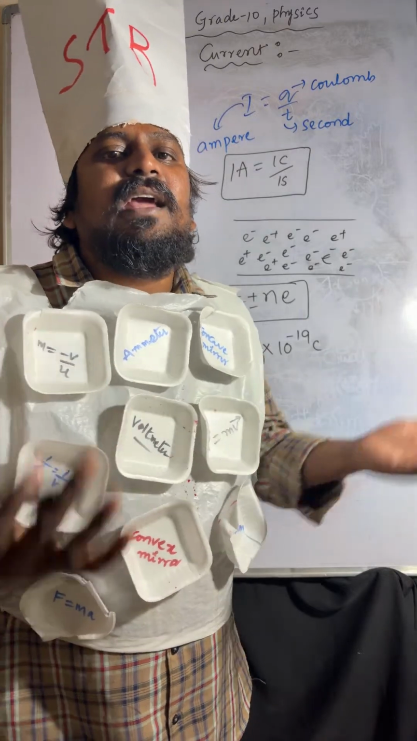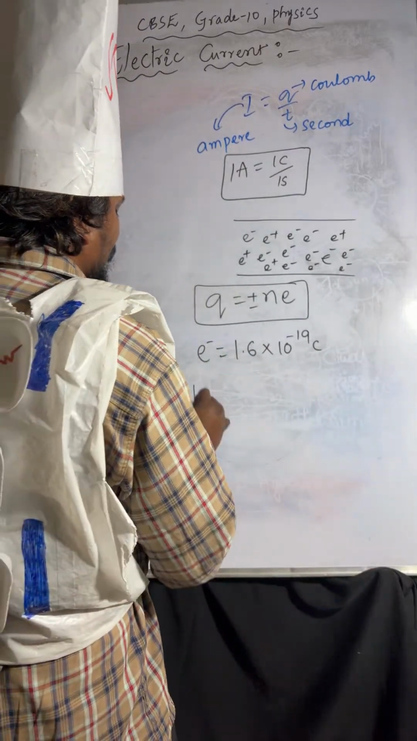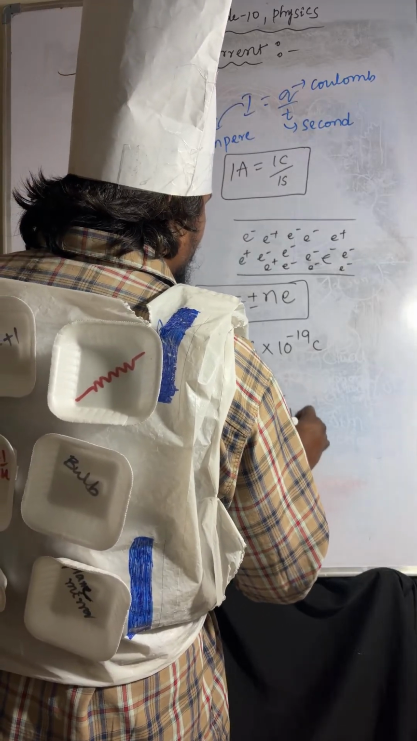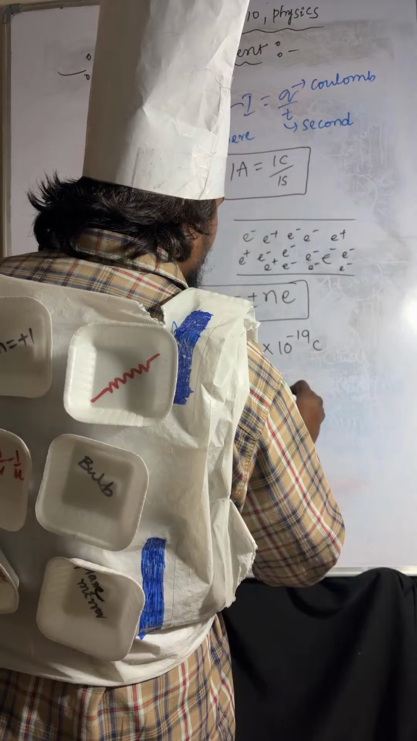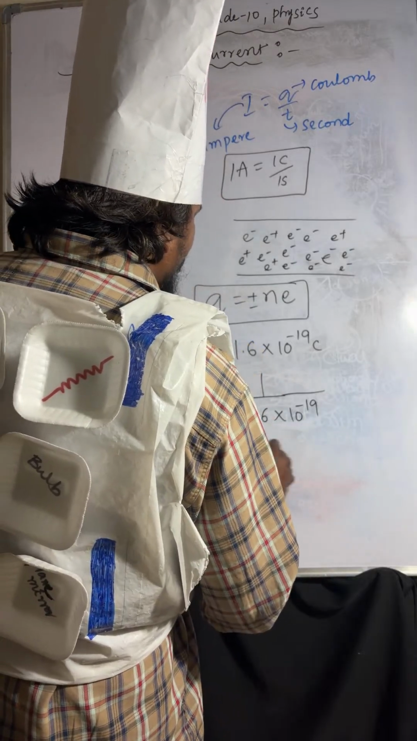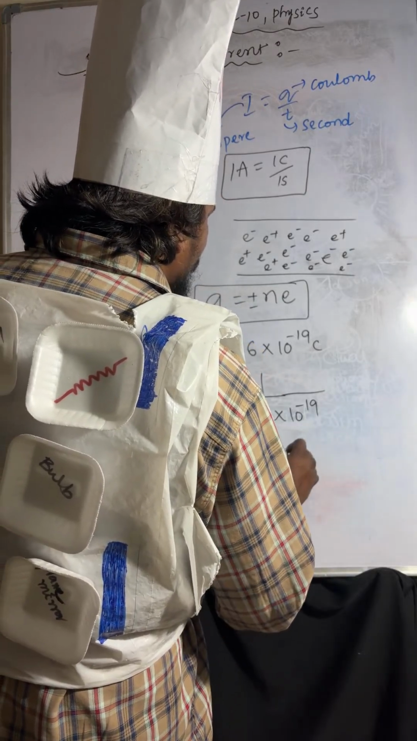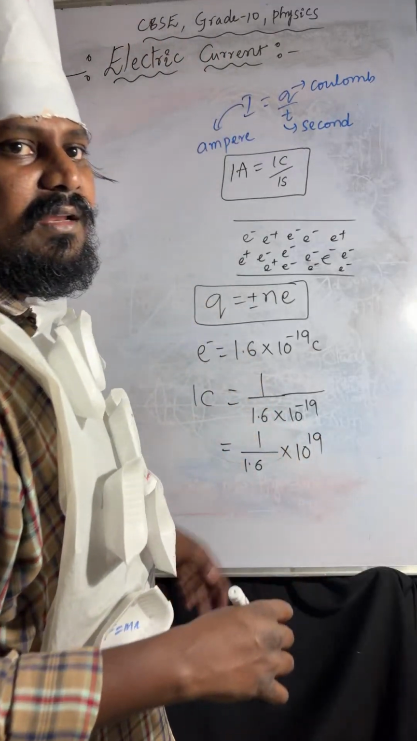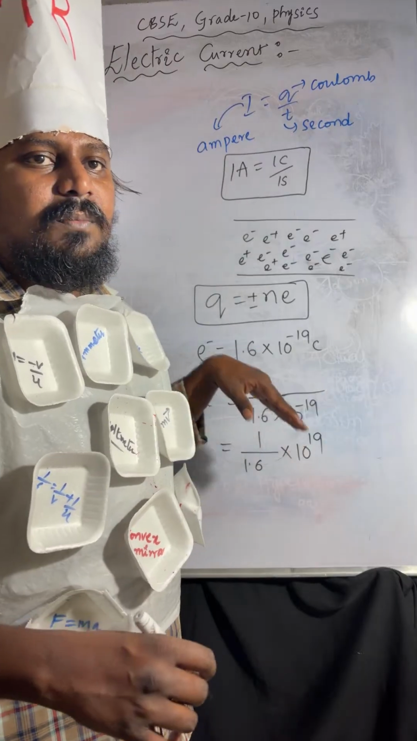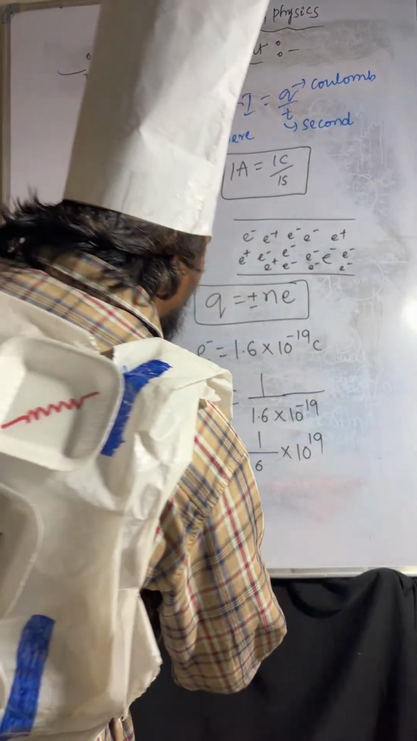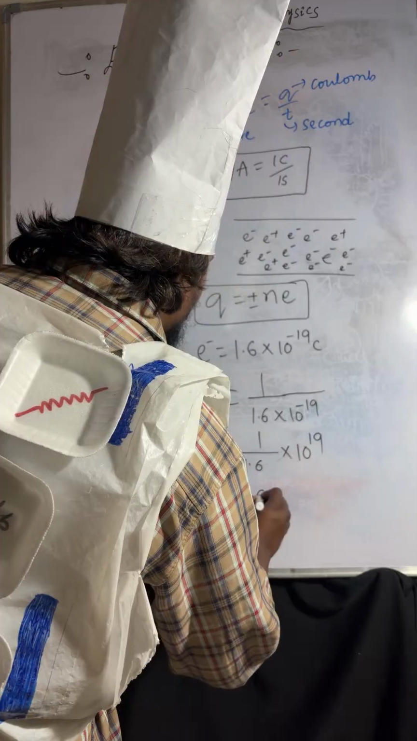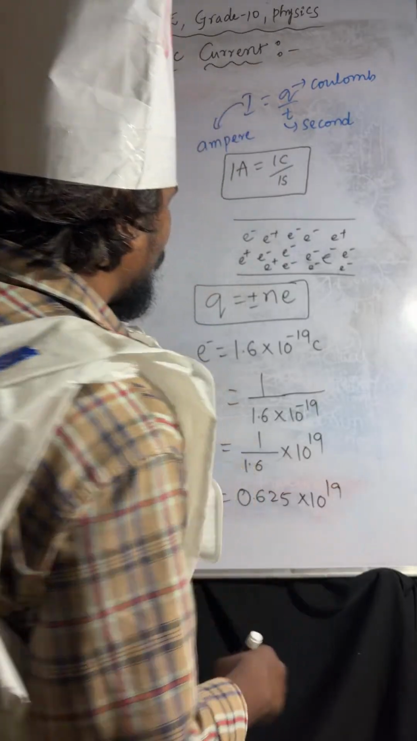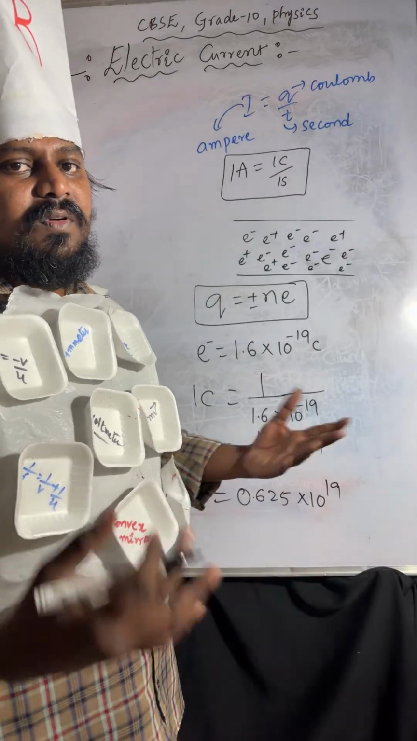In 1 coulomb, how many electrons are present? So that is 1 by 1.6 into 10 power minus 19, which is 1 by 1.6 into 10 power 19. If you do 1 by 1.6, you'll get 0.625. So 0.625 into 10 power 19.